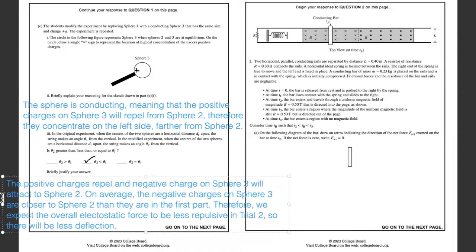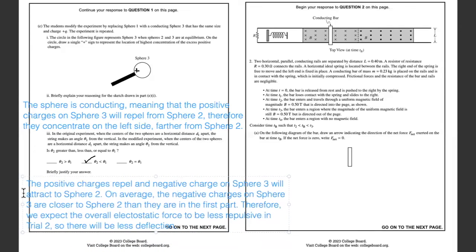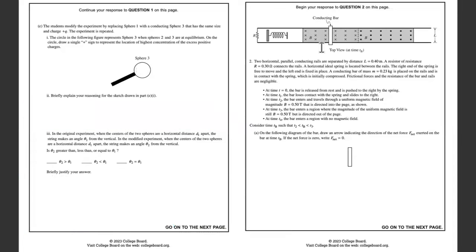Hopefully that makes sense. Yeah, lower electrostatic force, less deflection, because now the string's not going to have to deflect as much, and gives you a larger tension force overall. Good. That's it for question number 1. So I'm going to go ahead and clear this just so we have a clean slate for question 2 here.